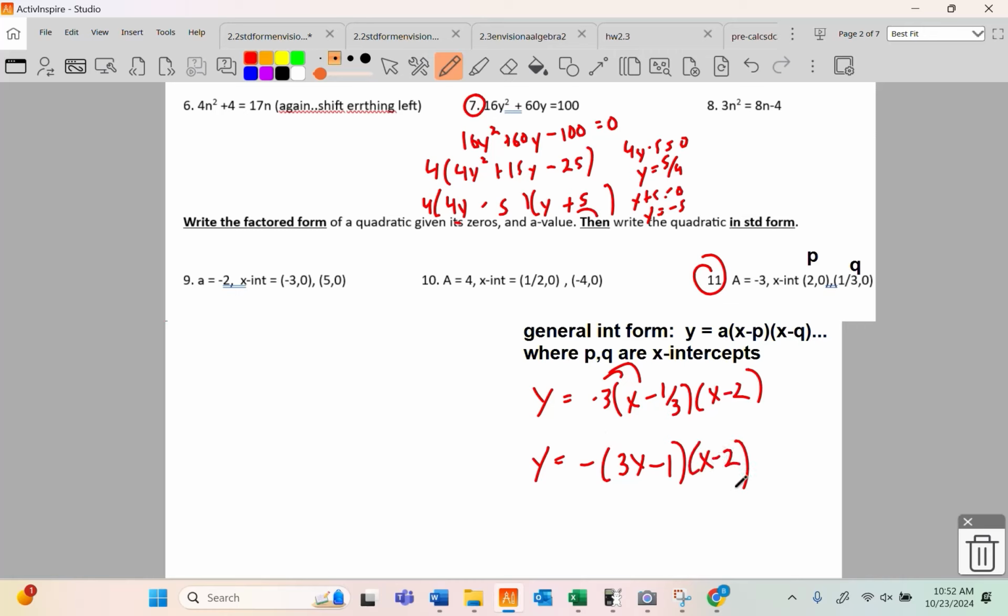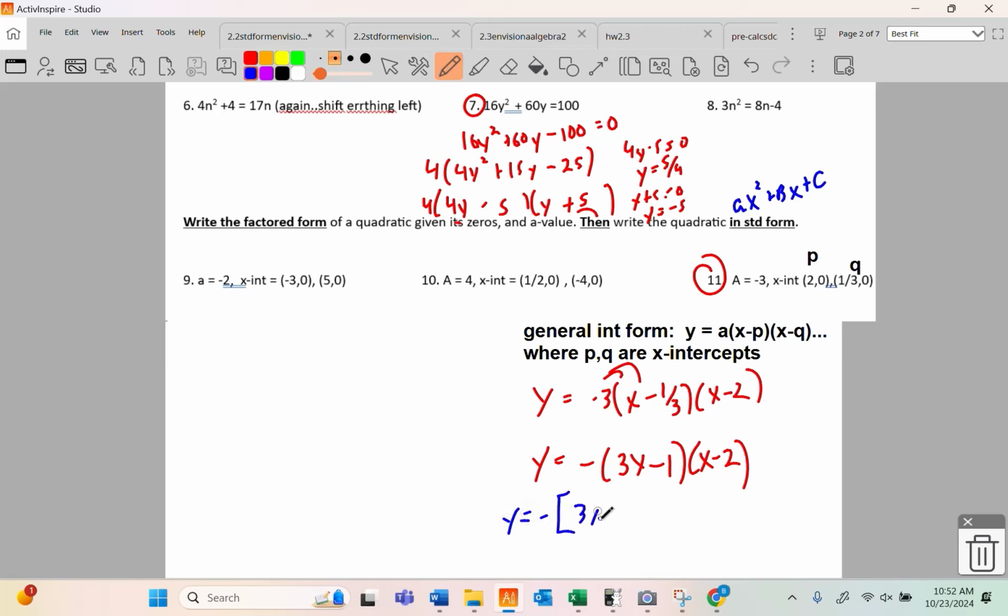Now we're supposed to put this thing in STD form. And to put this thing in STD form, which is, if you forgot, because you're kids and you don't like math, ax squared plus bx plus c, we're just going to FOIL. I'm going to leave that negative symbol out there for a minute.